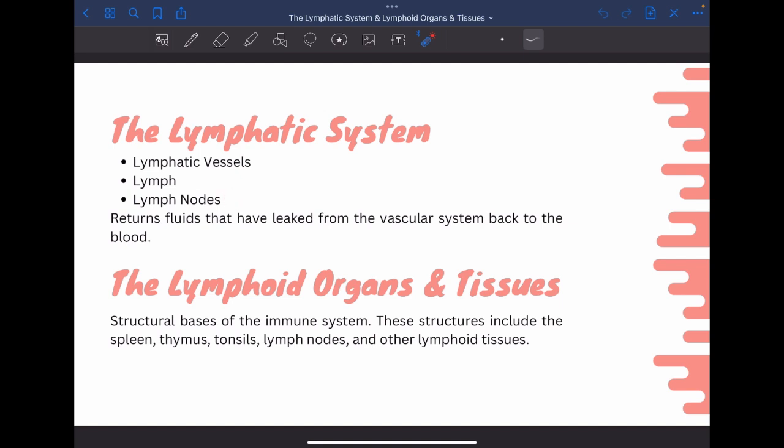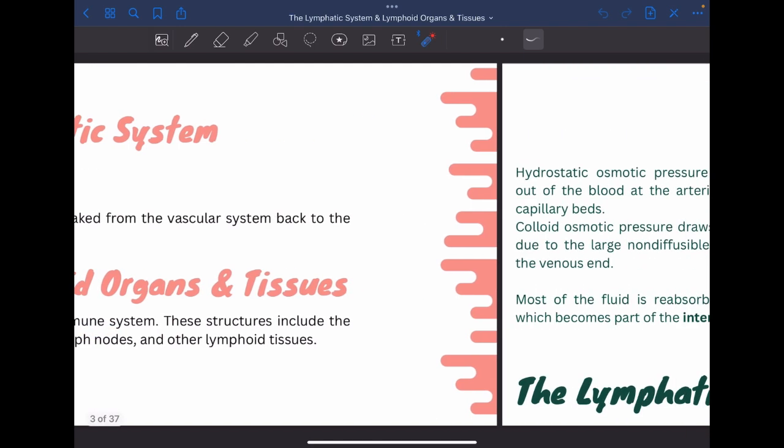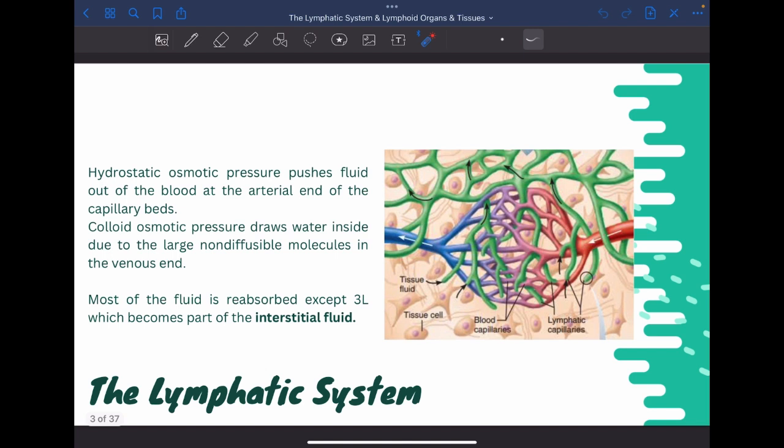On the other hand, the lymphoid organs and tissues are mainly what form the immune system, which is the system in our body that is mainly concerned with fighting against pathogens or disease-causing microorganisms. It has a lot of different organs, including the spleen, the thymus, tonsils, lymph nodes, and other tissues and organs. As you can see, the lymph node is part of both the organs and tissues constituting the immune system, and part of the lymphatic system. So let's start by looking at the lymphatic system.